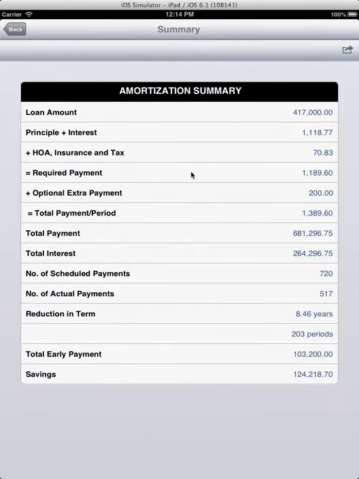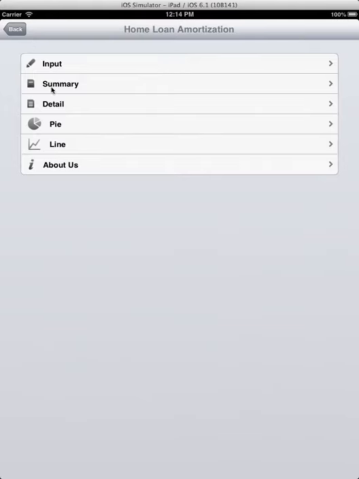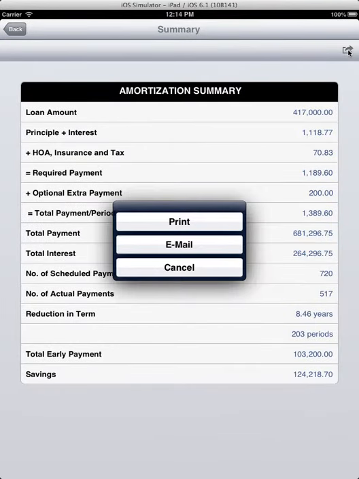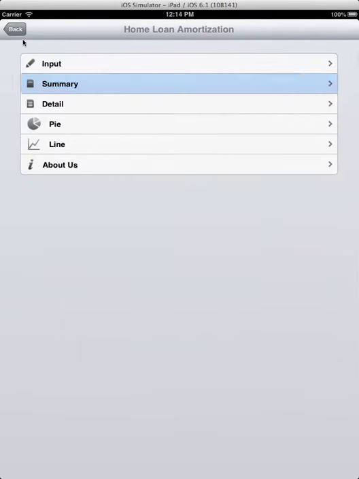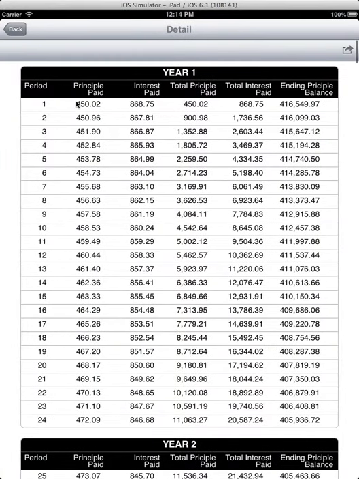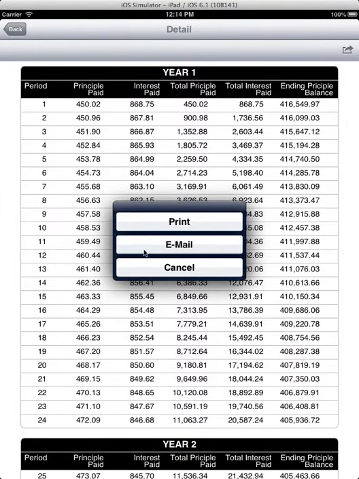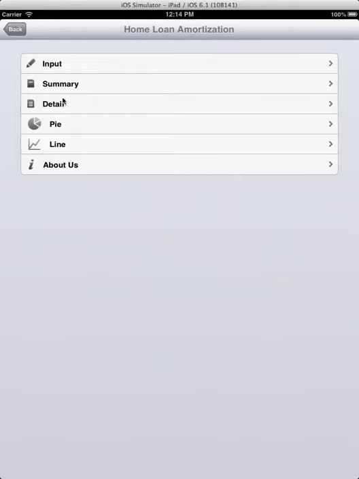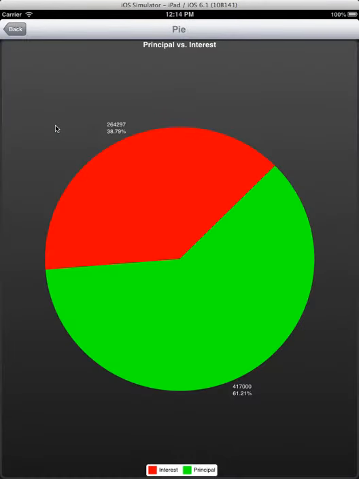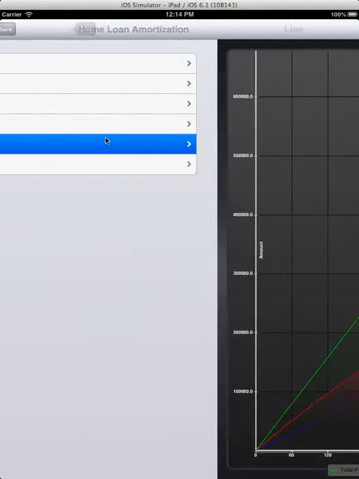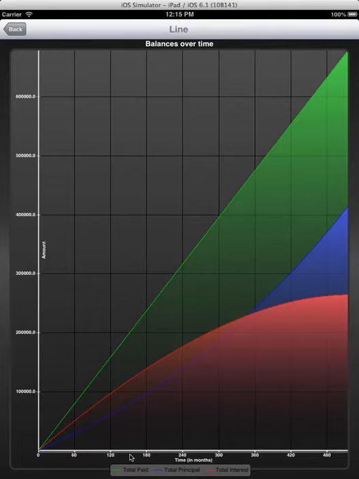So it shows the loan amount, principal interest, total interest, and reduction in years, savings, etc. You can also email the result. You can also print the result. And now, say detail. So here is basically the amortization schedule. You can print and email as well. Okay, and then here the pie chart of the principal versus the interest, and then various line graphs of total paid, total principal paid, total interest paid.